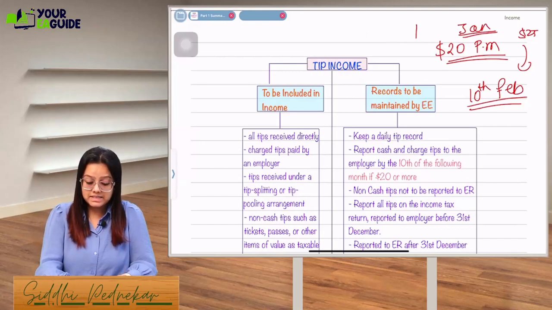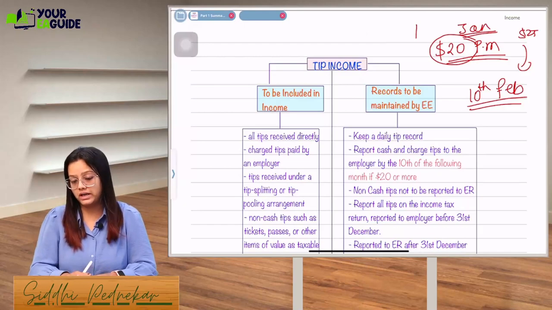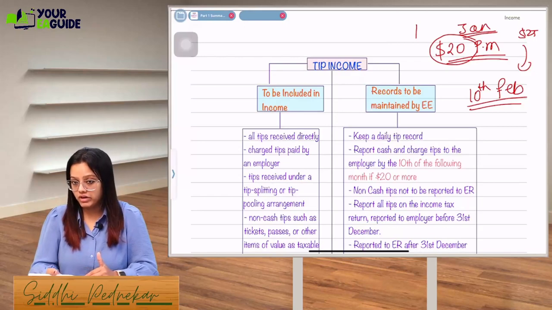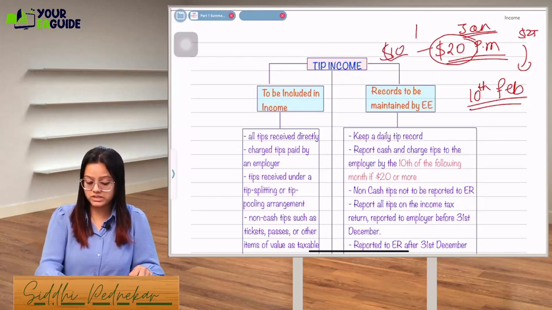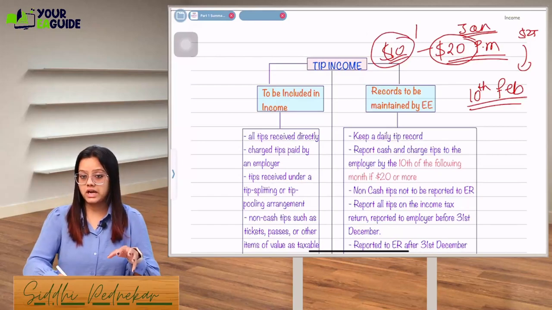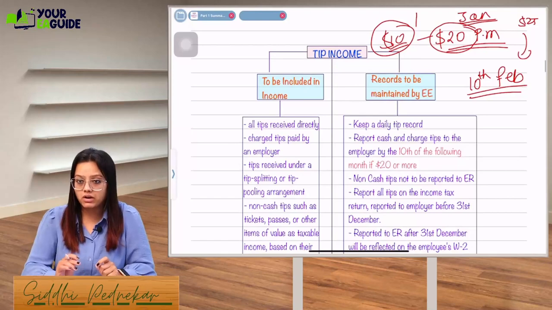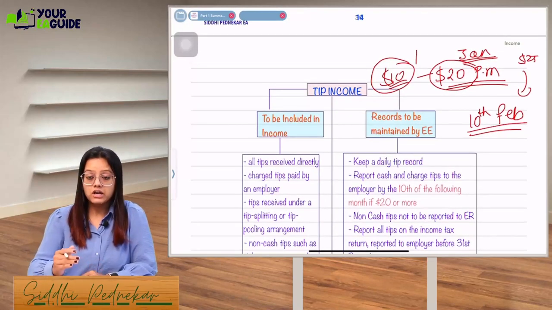But if it is less than $20, then there is no requirement to report that tip income to the employer, and the employer is not going to include it in the wages. But when you file the tax return, let's say I've received tip income of just $10, I will have to include this $10 as taxable income in my tax return. This $20 threshold only decides the reporting requirement, whether you need to report it to the employer or not, by the 10th of the next month.